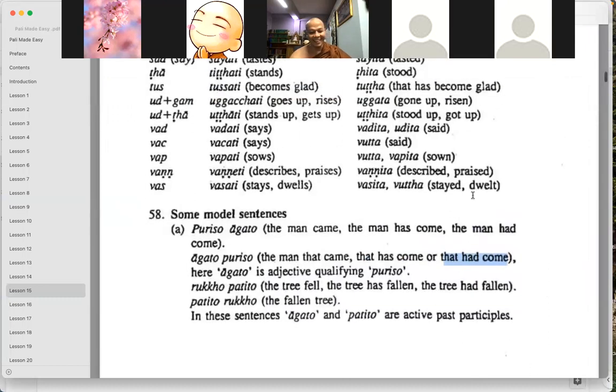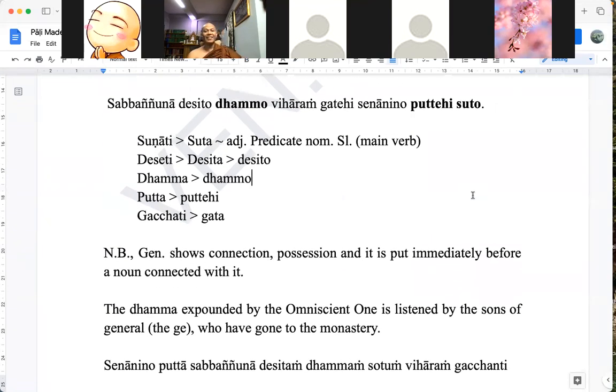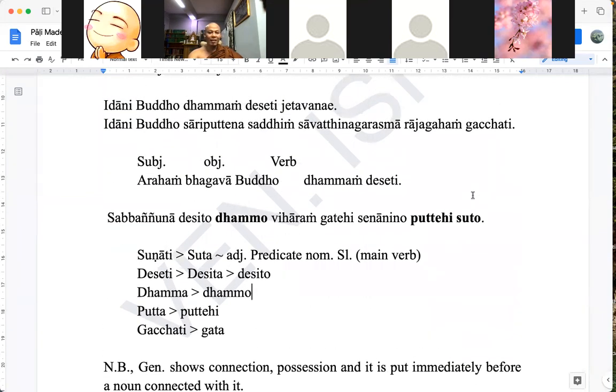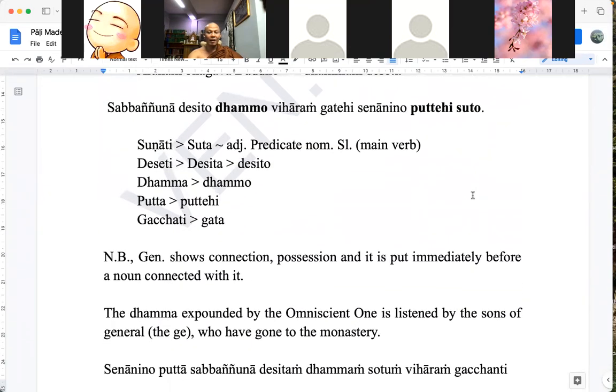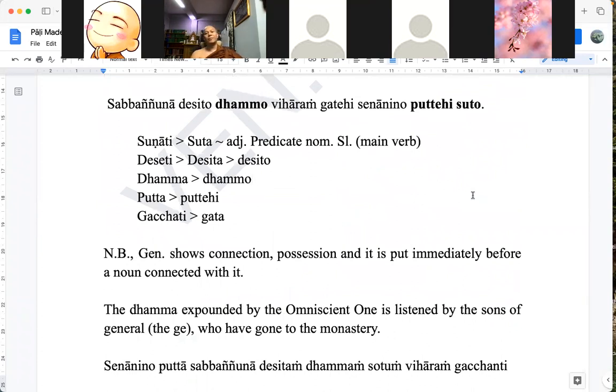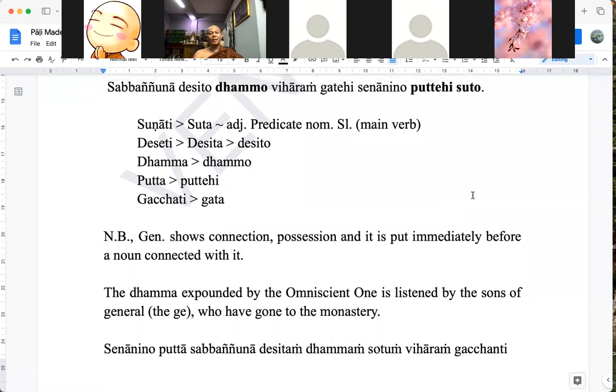Okay, yes. I forgot because I've missed so many classes. So go back to the previous example, right? In the first sentence, both verbs, sito and sutto, are not in their present form. They have been conjugated, right? They are past participles. And the one that you translated for me, where the general and sons are going to the monastery to listen, that verb is still in the present form, right?